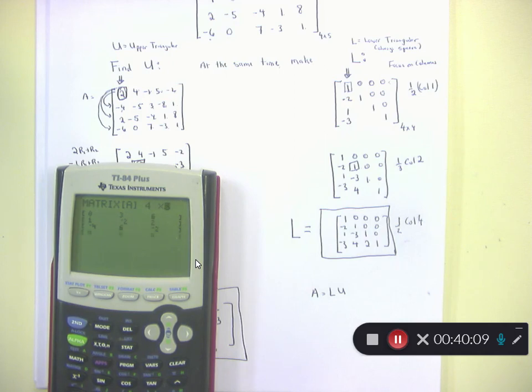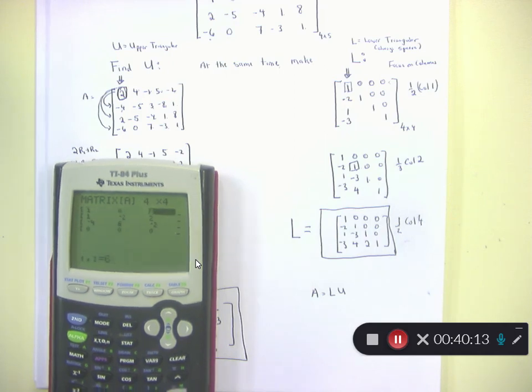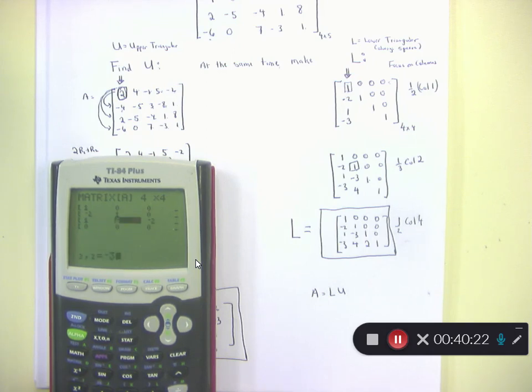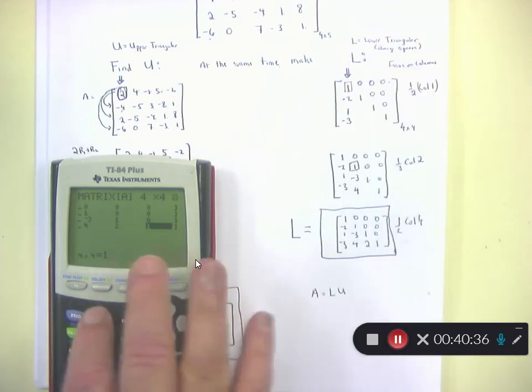4 by 4, right? What are my numbers? 1, 0, 0, 0, negative 2, 1, 0, 0, 1, negative 3, 1, 0, and then negative 3, 4, 2, 1. This is my L. I'm just going to check it.